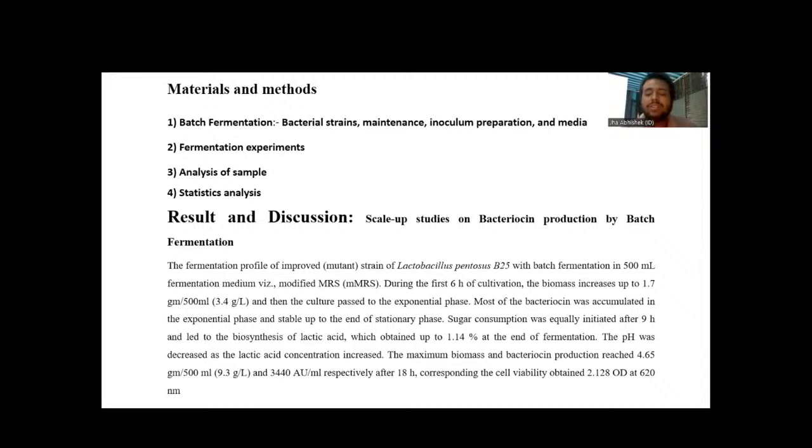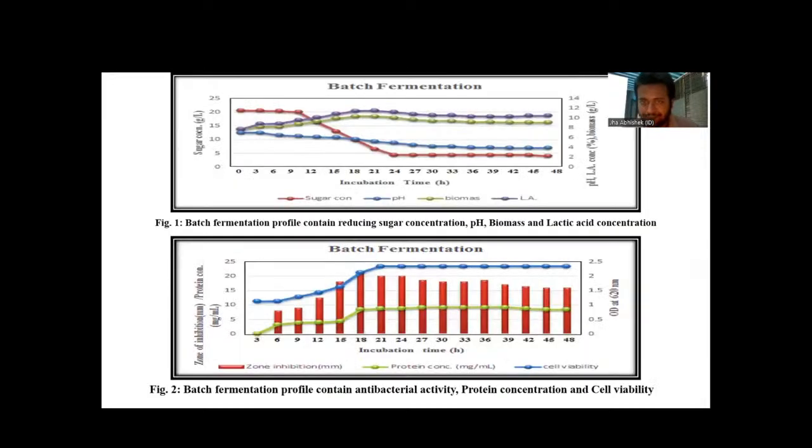Correspondingly, the cell viability obtained 2.128 OD at 620 nanometers when we go for the spectrophotometer observations, with the counting of biomass of the production and the viable count of the cells. Also, this is the diagrammatic representation, or we could say the statistical review. The sugar concentration is high at the start. After 9 hours, they started degrading the sugar. The concentration of the sugar reduced gradually as the bacteria started utilizing it to produce lactic acid. In the first figure we also had the pH, biomass, and lactic acid concentration. So it was all vice versa.